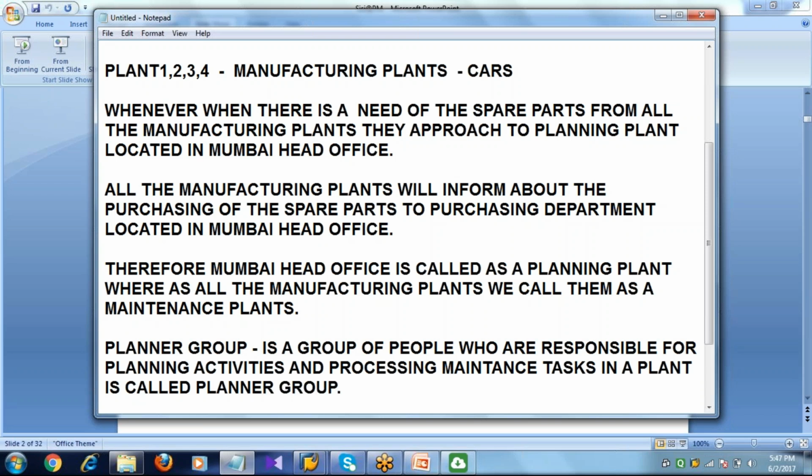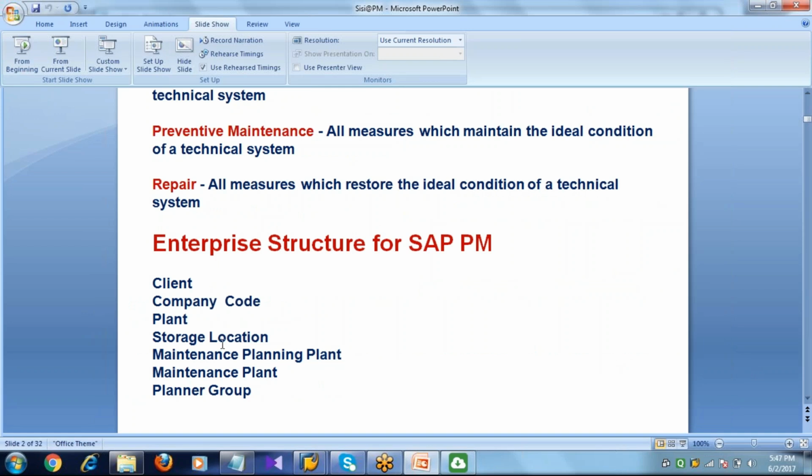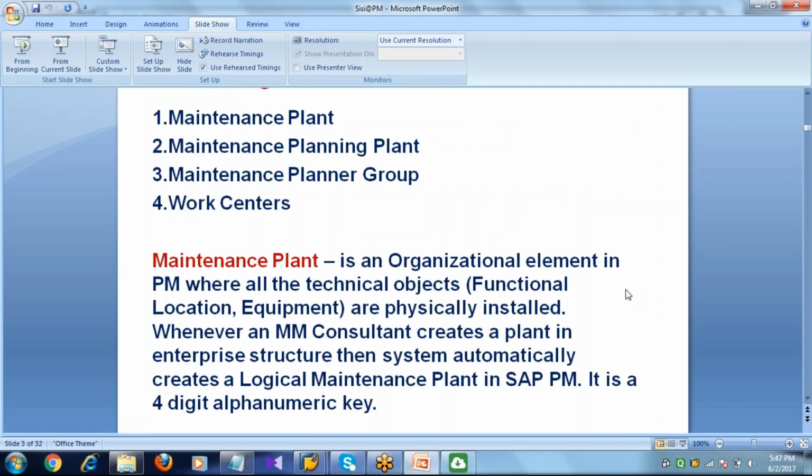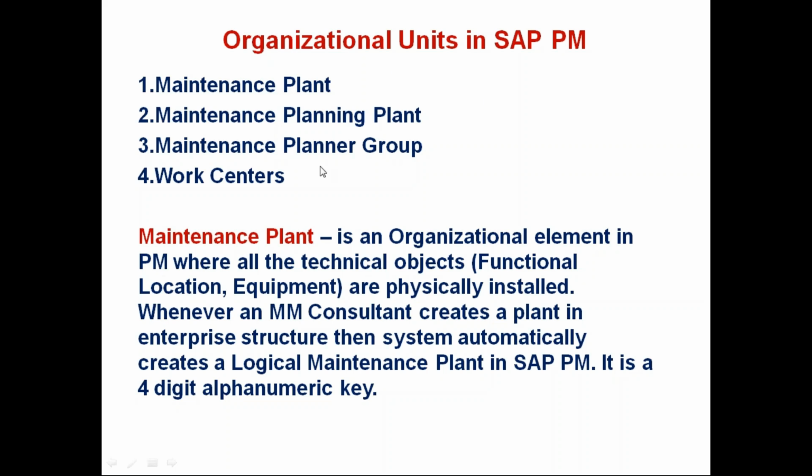Okay? You got the point? Okay. So here maintenance plant, maintenance planning plant, and planner group are the enterprise structure elements that belong to our module called SAP PM. So these are the organization units of the SAP PM module.